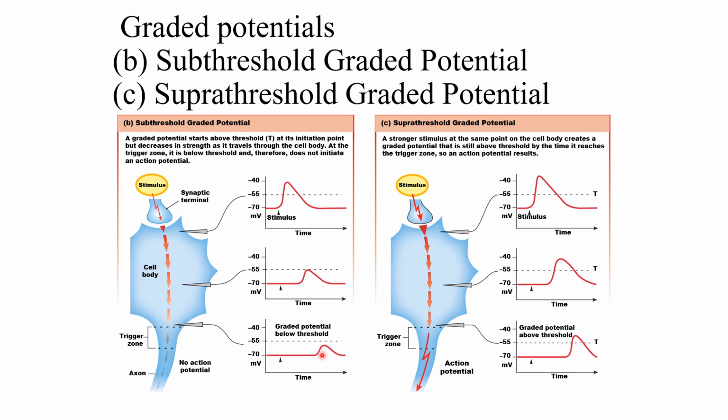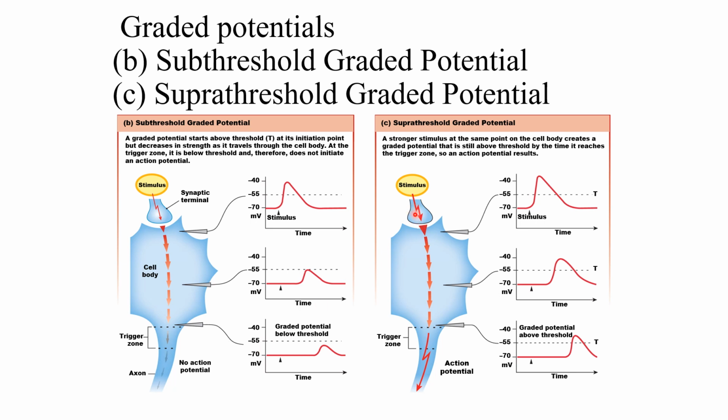Now, if the strength of the graded potential continues to decrease and it becomes lower than that threshold known as negative 55 by the time it reaches the trigger zone, then that means the strength of that graded potential is so weak that an action potential is not going to take place. So that threshold needs to be maintained, that negative 55. If it's not maintained, then the signal wears off and the graded potential just dies.